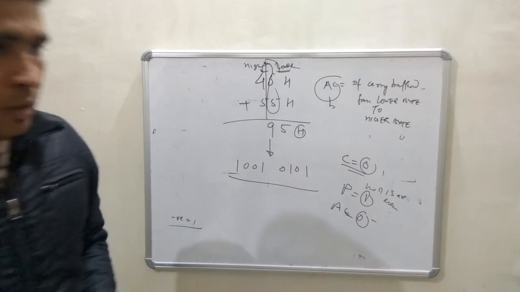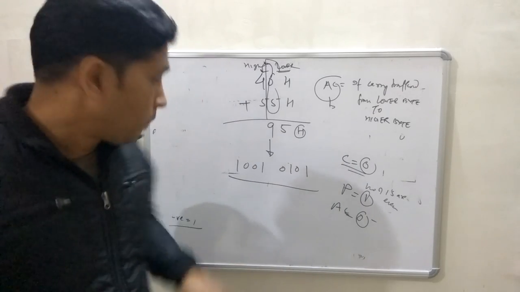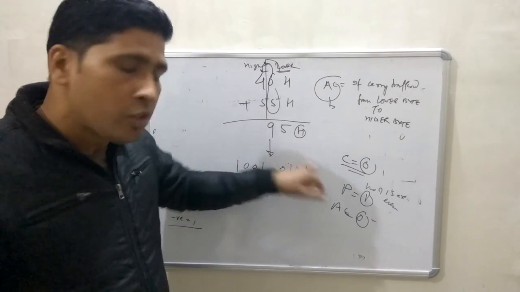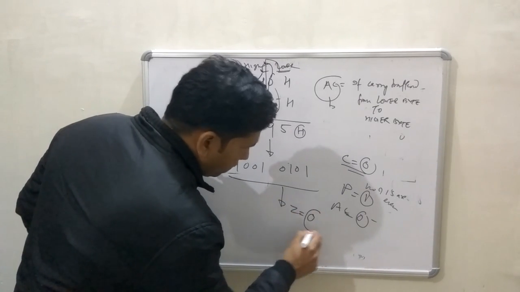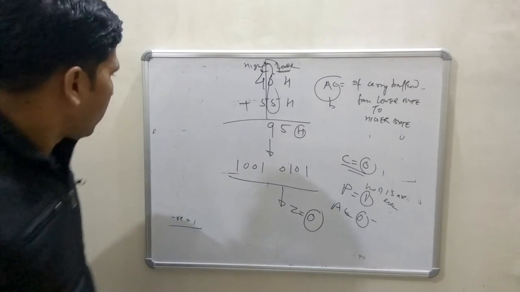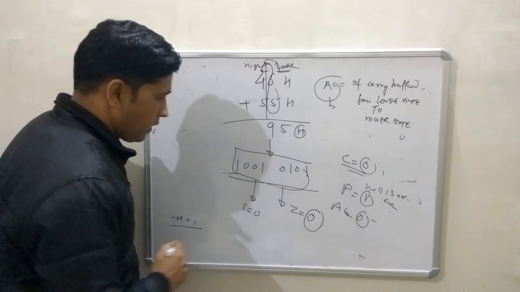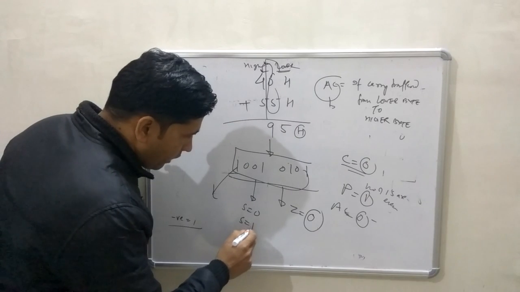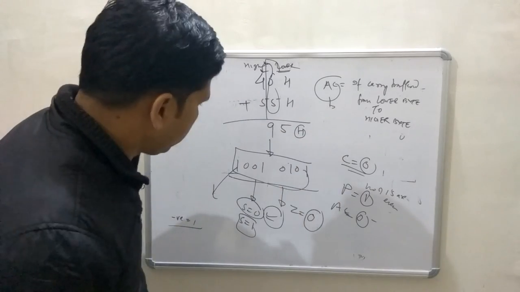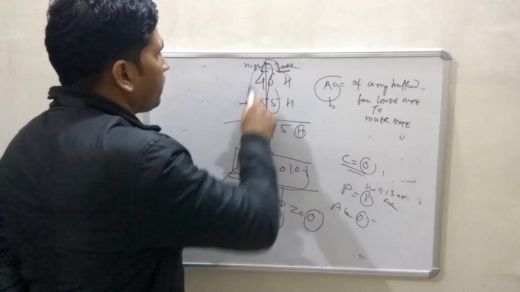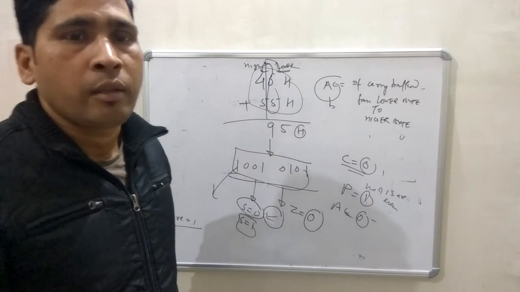Now zero flag. Basically in zero flag, if the total output is 0, then zero flag will be set. But in this case, the total output is not 0, so zero flag will be reset. Now sign flag. The condition of sign flag is, if the output is positive, then sign flag will be reset. If the output is negative, then sign flag will be set. In this addition, the output is positive, so sign flag will be reset. So you can understand using a simple example when and how flags are set or reset in a microprocessor.